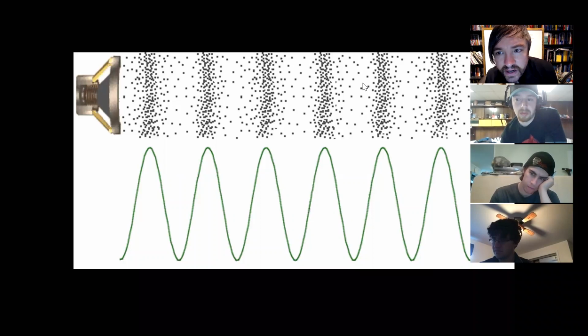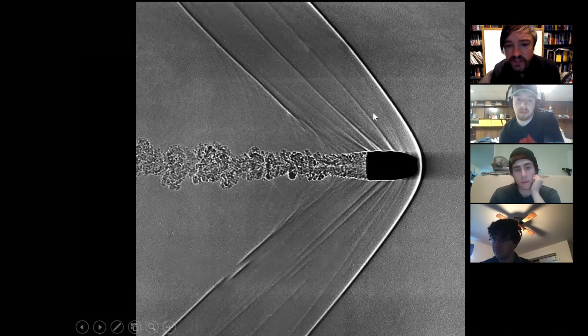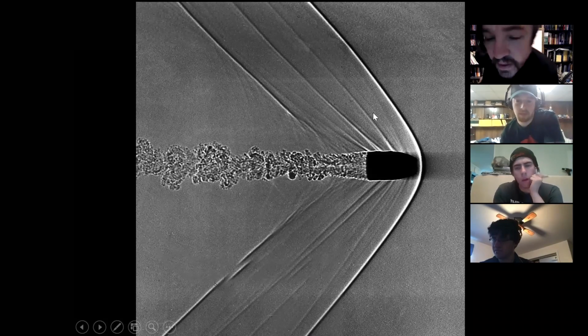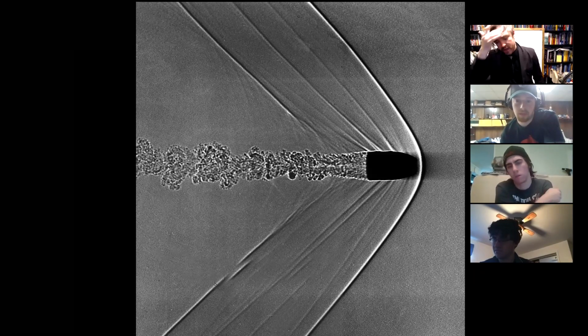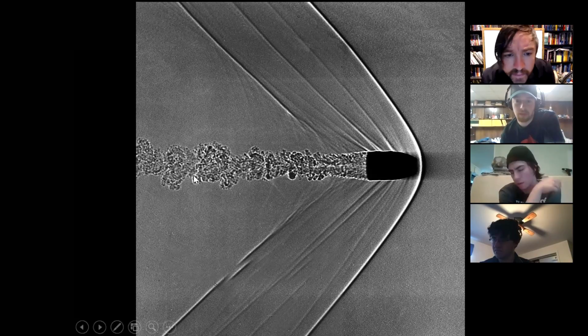Oh, sorry, I just heard an echo of myself. Anyways, let's take a look at this picture here. Here's a picture, I'm not sure if they did this in the infrared or what, of a bullet. Many bullets exceed the speed of sound.